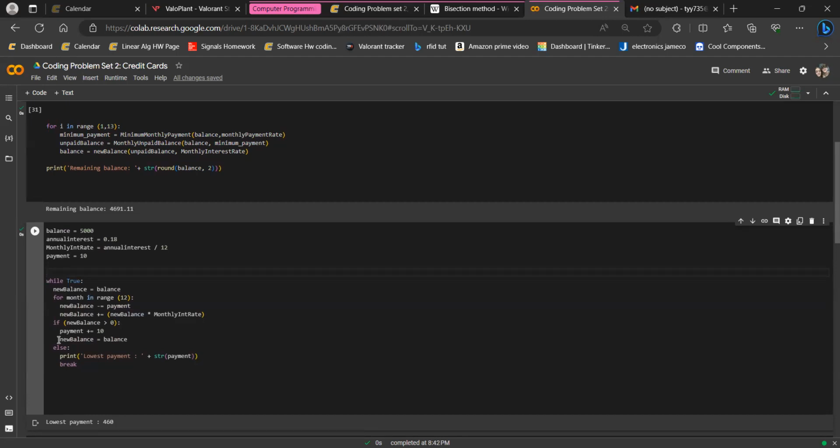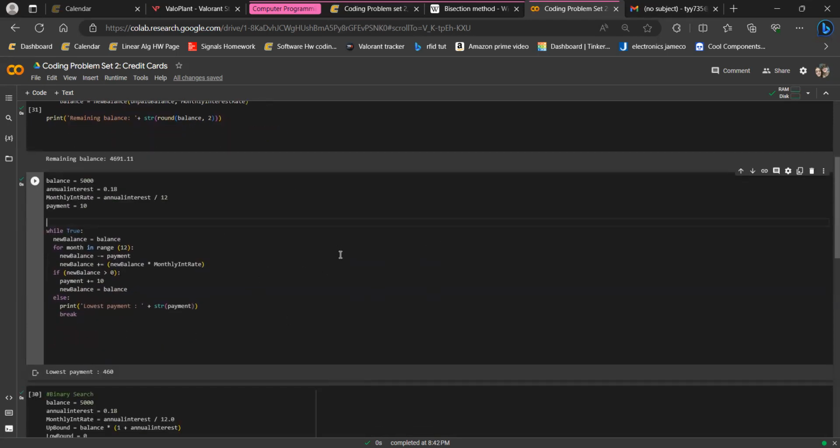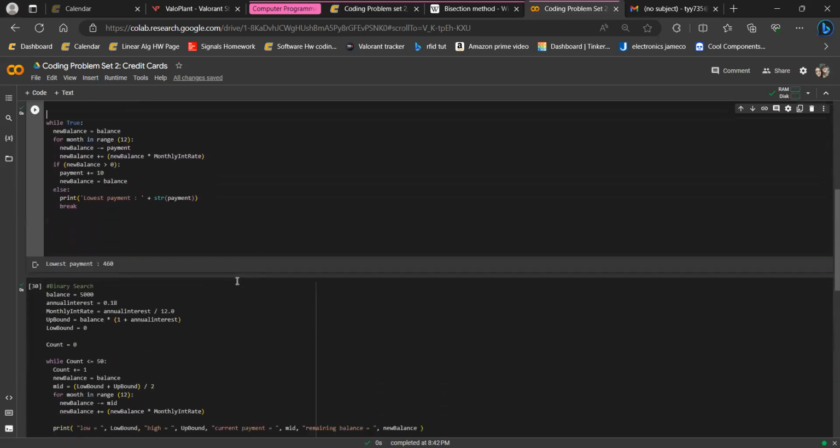And then we're going to say new balance is equal to balance. Else, if new balance is not greater than 0, it's equal to 0, or it's less than or equal to, then we're going to print lowest payment equals the string that we were talking about earlier, payment, which is the lowest number that you could pay to pay off the entire debt, kind of.